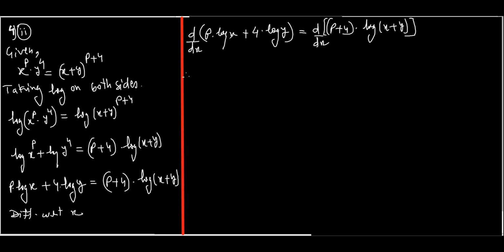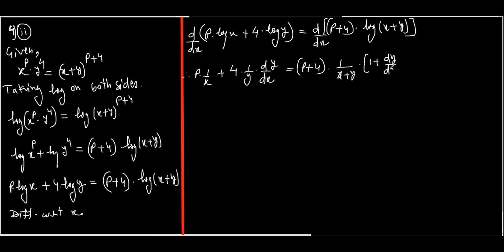So here I have d by dx of p log x, which is p, a constant. So p is out, and derivative of log x is 1 upon x. Plus 4, 4 is a constant, derivative of log y. D by dx of log y is 1 upon y into d by dx of y. And here you have p plus 4 being a constant, you will write it out, and d by dx of log of x plus y, which is 1 upon x plus y into derivative of x plus y, which is 1 plus dy by dx.